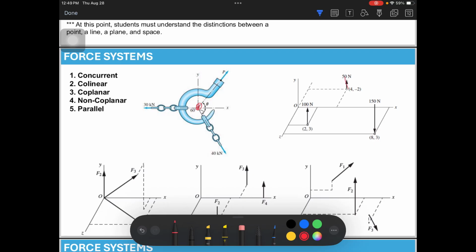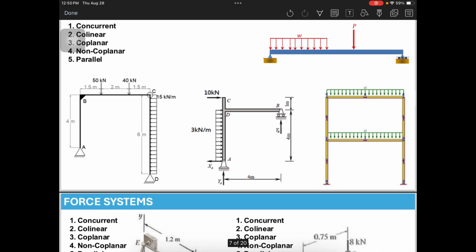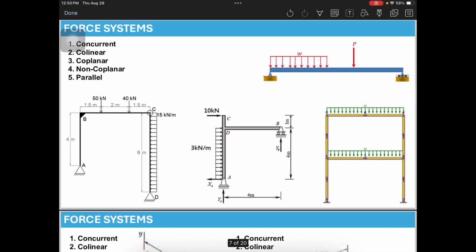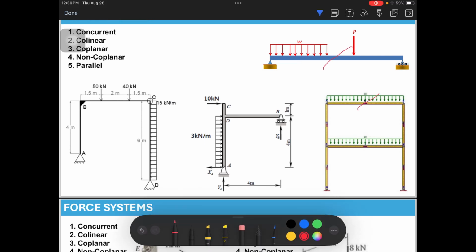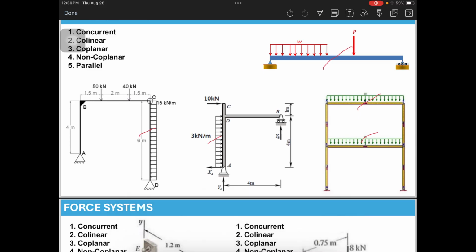This one, parallel system to. This is also a concurrent force system. This one is parallel. And this one, non-coplanar, non-parallel pa sila. So this one, yung mga force systems natin sa idealization natin sa mga real life situations gaya sa mga beam, like this one, beam, mga frames, and frames, columns, beams.